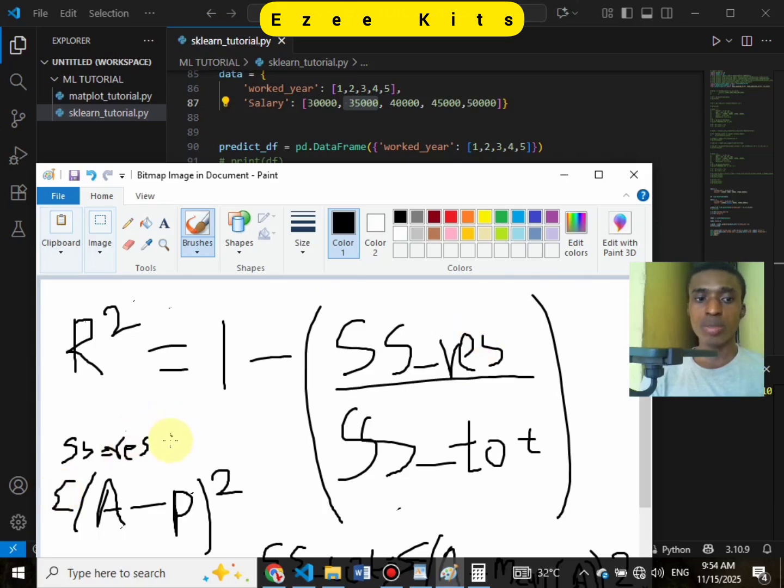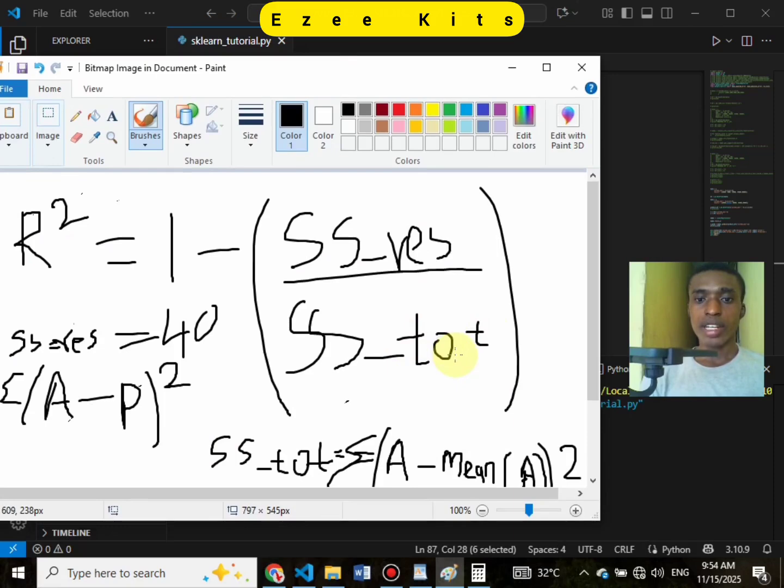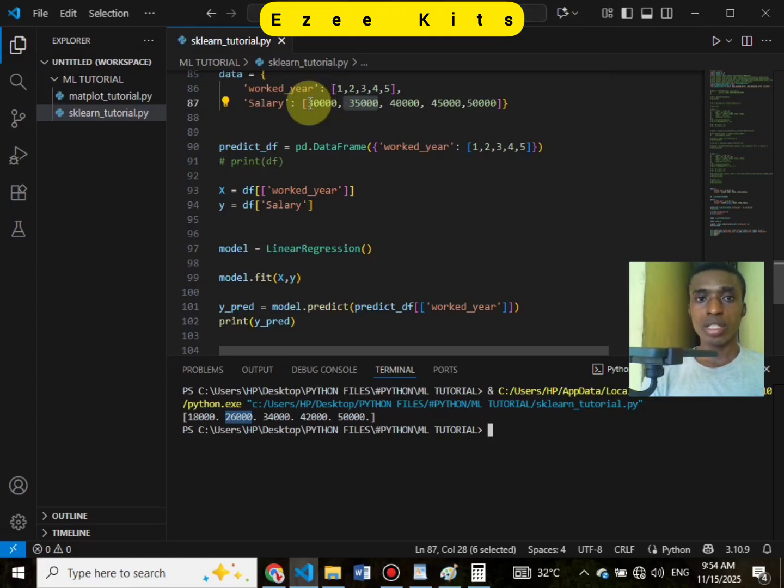So after it's done finding the summation, let's assume everything ended up being something like 40. Let's say it ended up being 40, and the denominator is going to be the actual minus the mean of the actual. So the first one was 30,000, so it's going to be 30,000 minus the mean. The mean is 50,000, 45,000, 40,000, 35,000, 30,000 added together, divided by the number of observations, which is 1, 2, 3, 4, 5. We know that 5 is the number of observations. So all of this is divided by 5. That's how I get the mean.